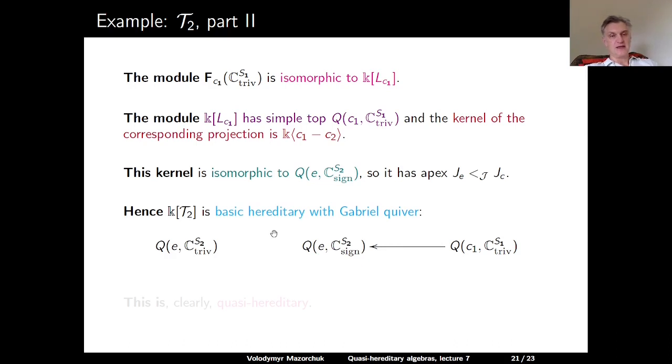This is, of course, basic and hereditary, so it's clearly quasi-hereditary for any order, but in particular, it is quasi-hereditary for our fixed order, which extends the two-sided order on the apexes. So these two elements have apex J_e, and this element has apex J_C. This completes our example.